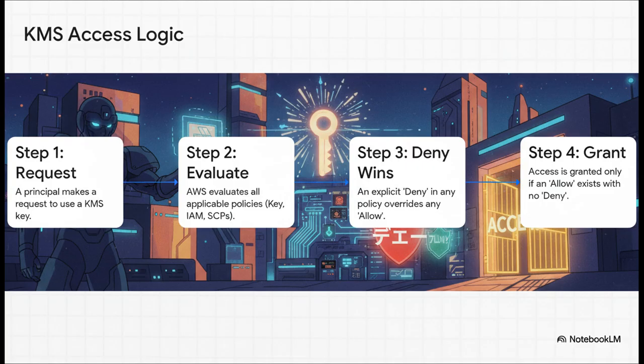It all boils down to a super strict evaluation process. When a request to use a key comes in, AWS looks at all the policies that might apply. And here is the golden rule you have to remember. An explicit deny always wins. It doesn't matter if there are a dozen allow permissions, just one denial will shut it all down. Access is only given if there's a clear allow and absolutely no deny anywhere.